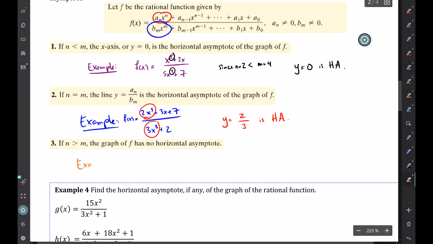The example here might be something like this: f of x equals, I don't know, 3x to the 5th plus 7x plus 2. Maybe the denominator is x to the 4th plus 6. Right? So now the 5 is bigger than the 4, so there's no horizontal asymptote.